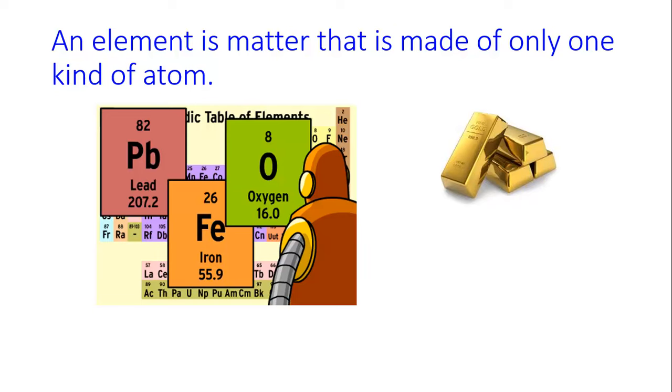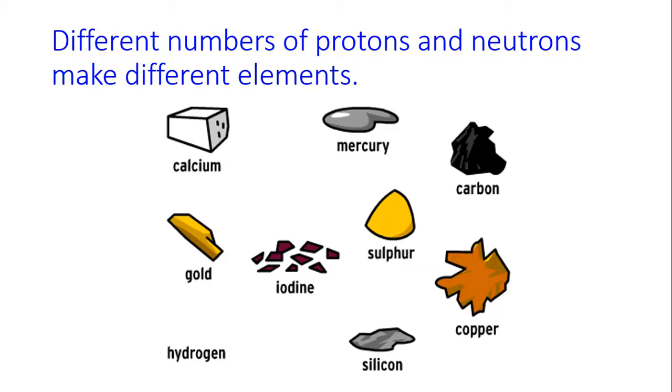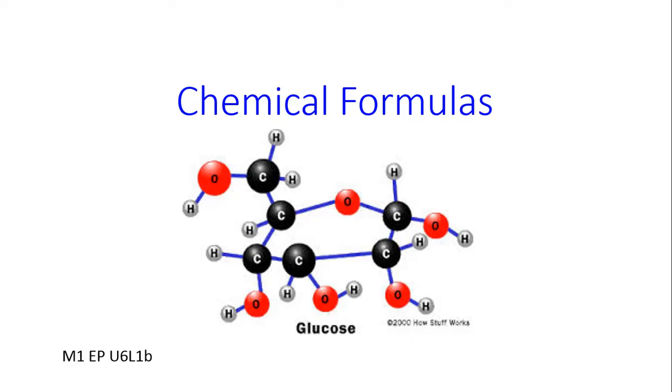That is 16. So the atomic weight is 16 for one atom of oxygen, and the atomic weight for iron is 55.9, almost 56. So iron is a lot heavier. Then we have Pb, which is lead, and the atomic weight is 207. So lead is very heavy compared to oxygen. In the pictures we have calcium, gold, hydrogen, iodine, silicon, copper, sulfur, carbon, and mercury.